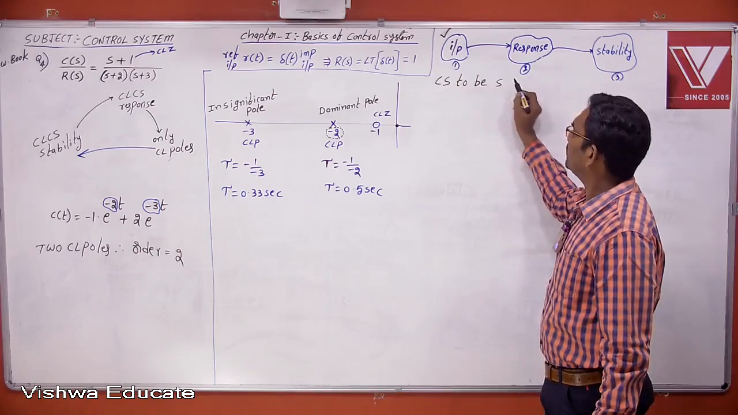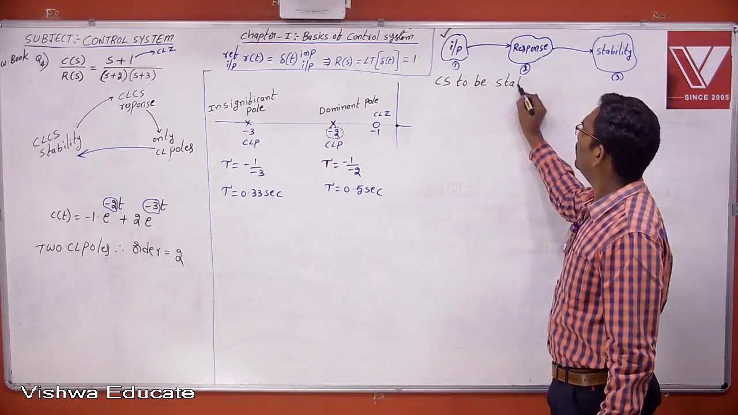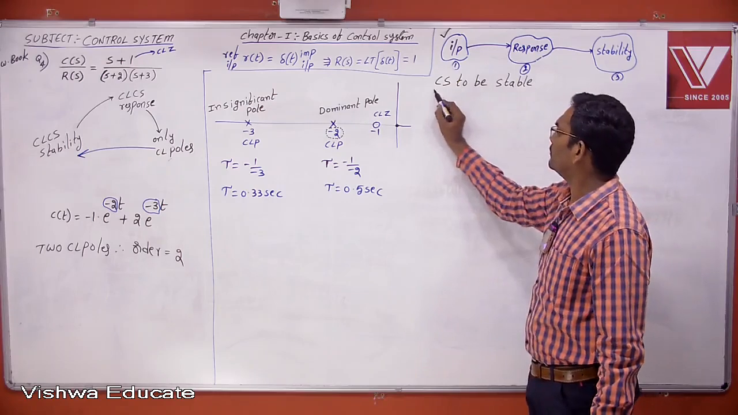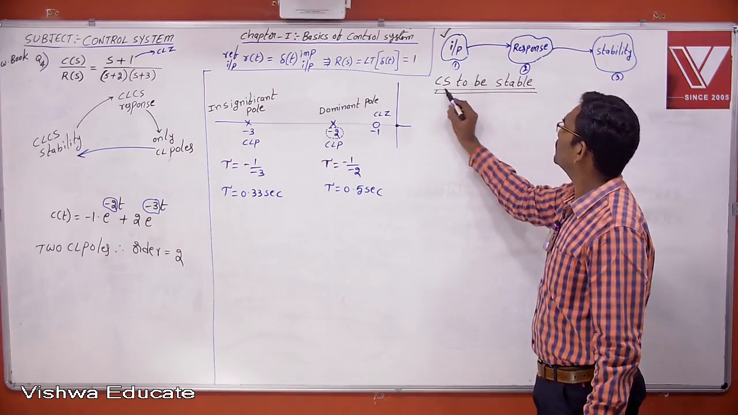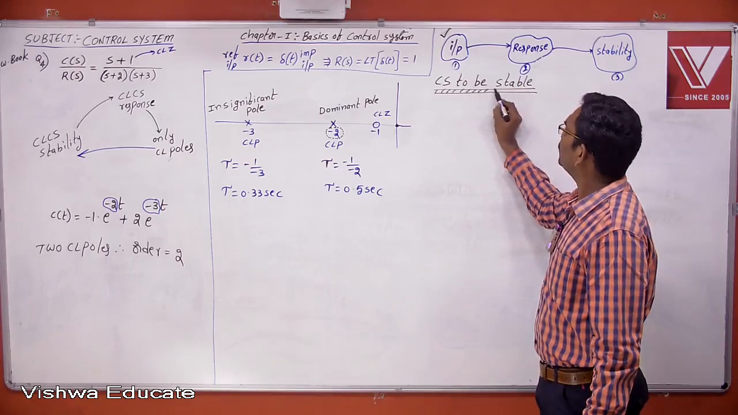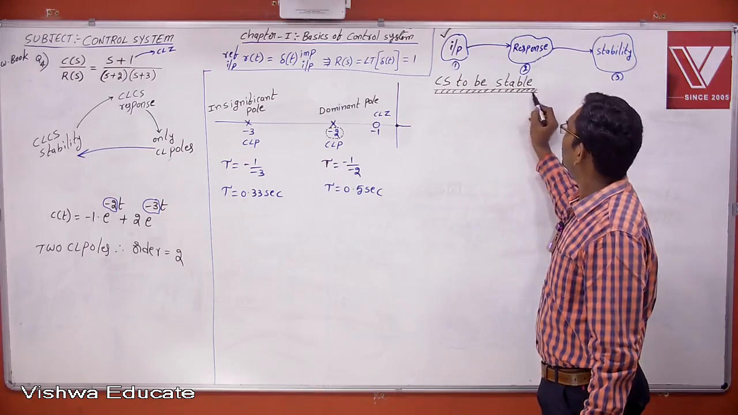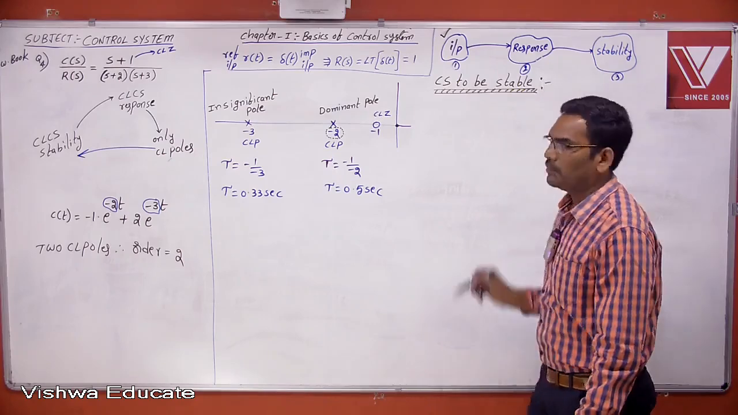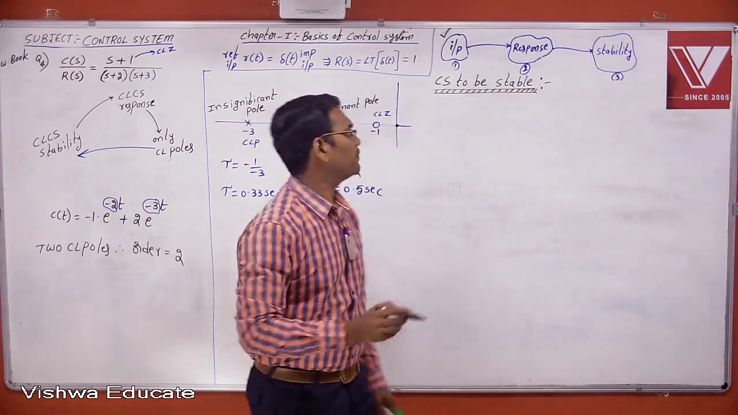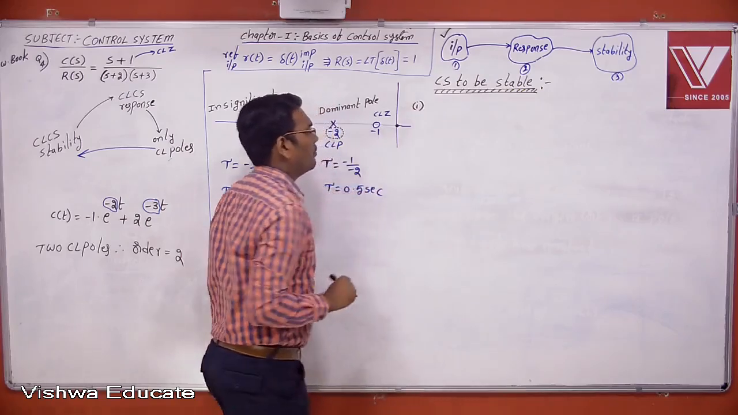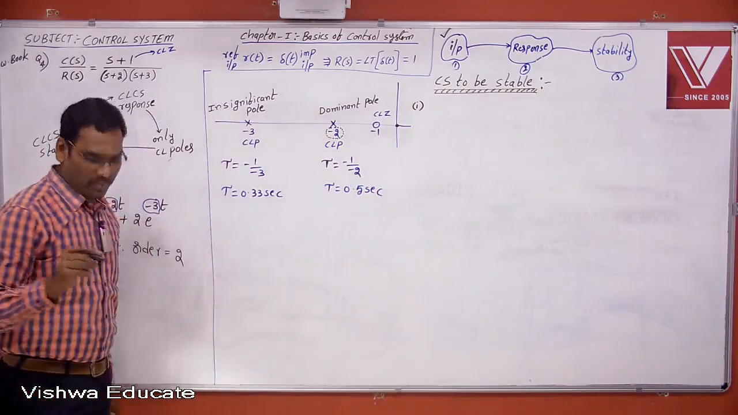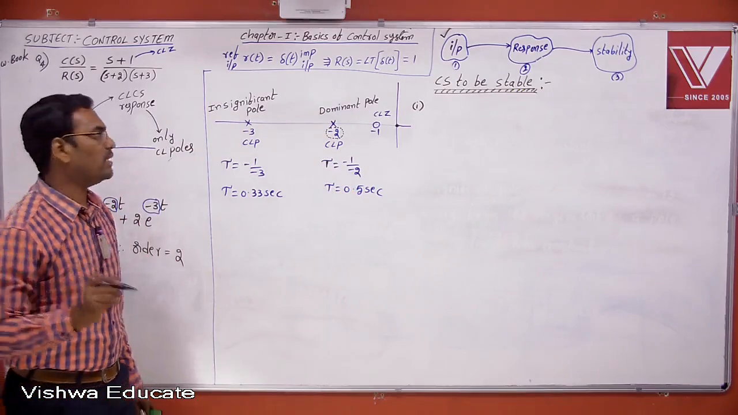For the control system to be stable, what should be the conditions? That also we will see. For a control system to be stable, what should be the points we have to identify? Now, we already finished the first point. What I am saying is the response should follow the input.